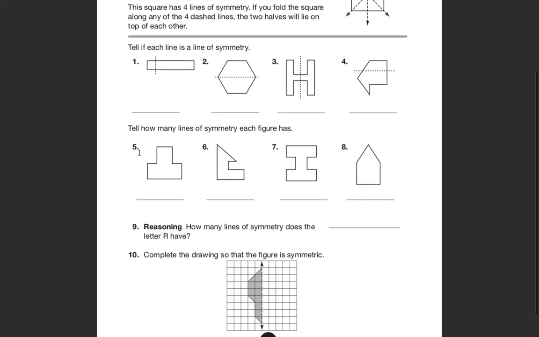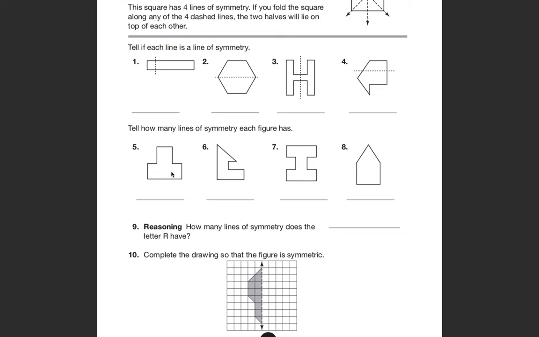Now let's look at number 5 through 8. Number 5 says, tell how many lines of symmetry each figure has. So if I were to test this out, going up and down, I would say that yes, I could say that that's one line of symmetry because if the right side folded on top of the left side, that would be symmetrical.